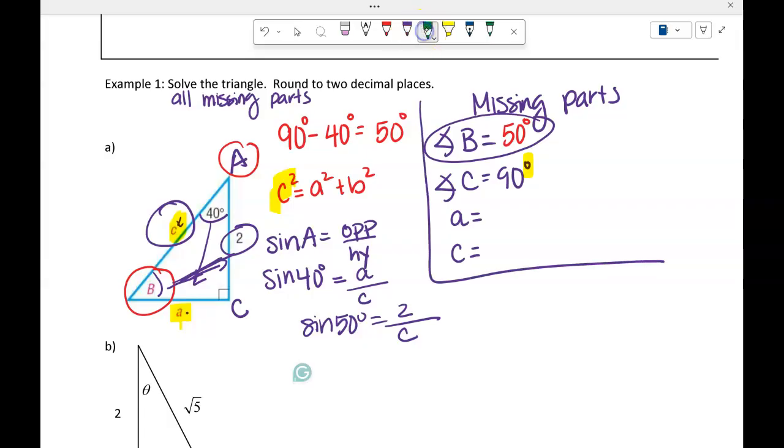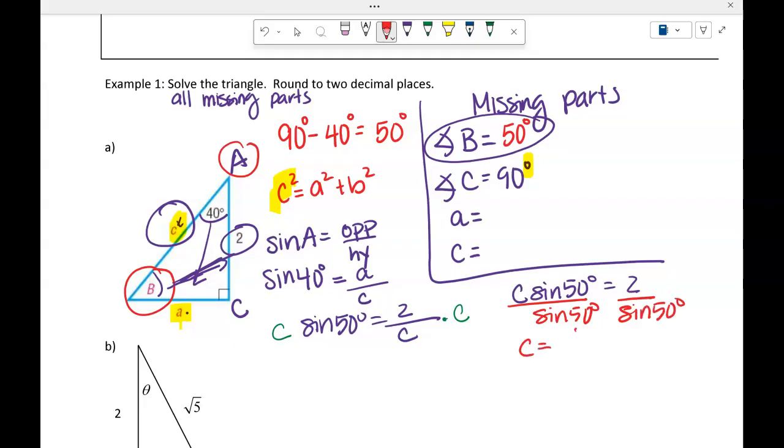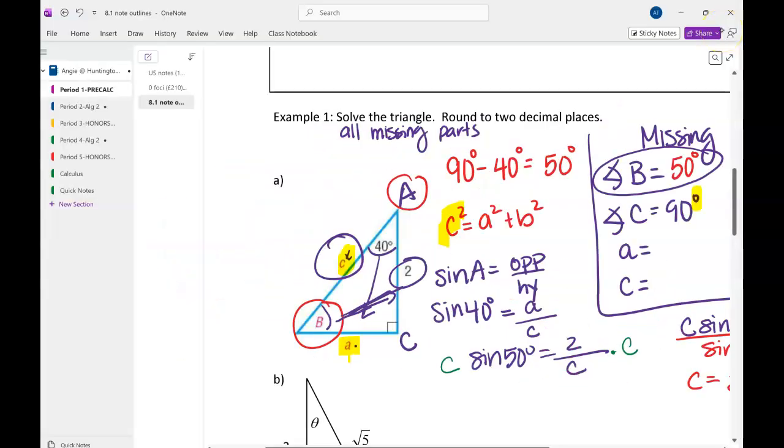So to solve this, we are going to multiply both sides by C. That is going to say C times sine of 50 degrees equals 2. Now we are going to isolate C, so divide both sides by sine of 50 degrees. Now let's bust out your calculator. We're going to do 2 divided by sine of 50. I'm going to use decimals so you guys can see what this looks like. So let's go to decimal.